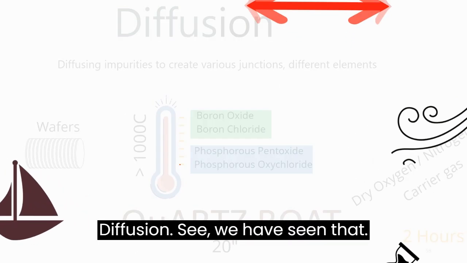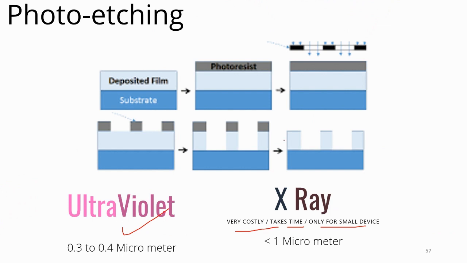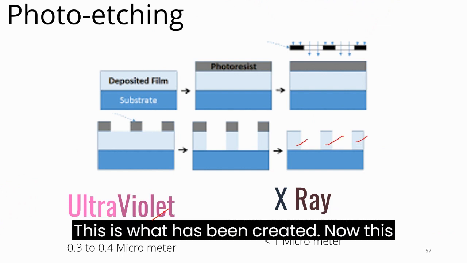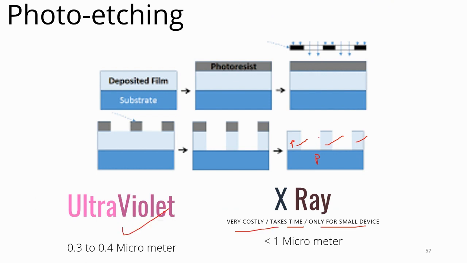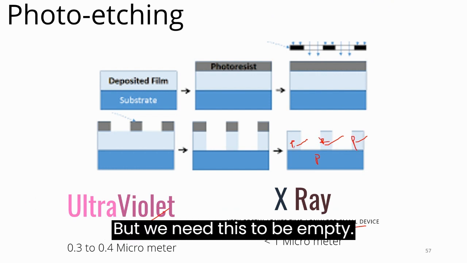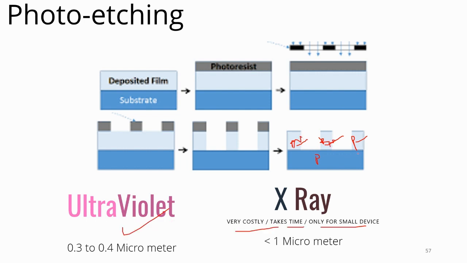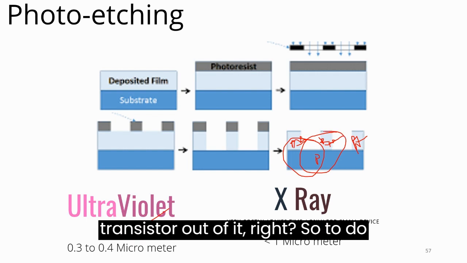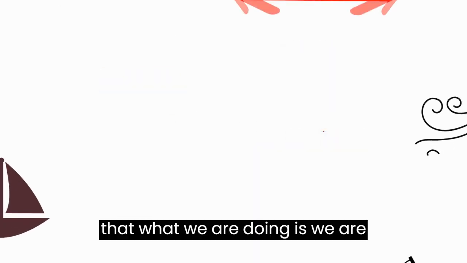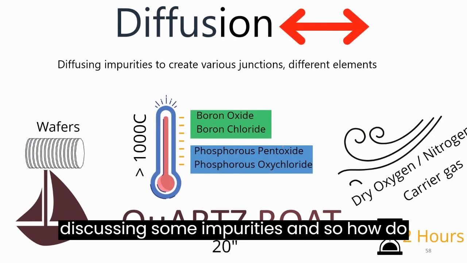Then moving on, diffusion. We have seen that this is what has been created. Now this is p-type material, and so are these, but we need this to be n-type. Only if it is n-type can you make a diode out of it, or a transistor out of it, right? So to do that, we are diffusing some impurities into it.